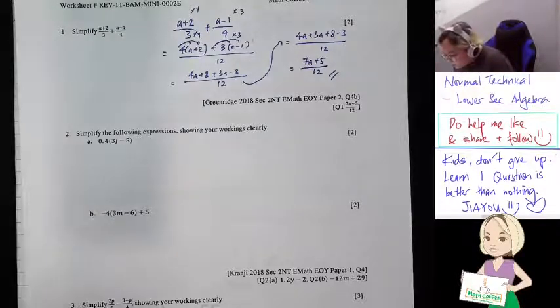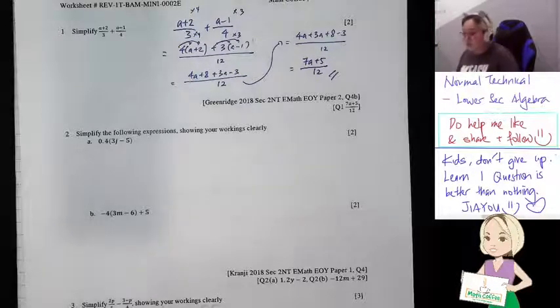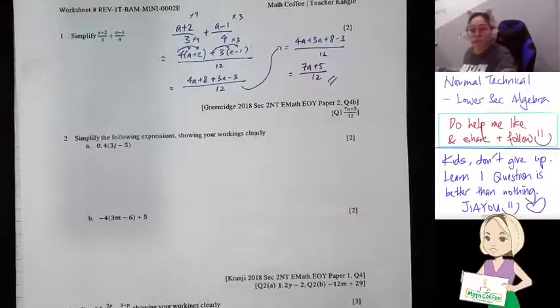Primary school normal number fraction, secondary school algebra fraction, similar concept. Yes, it's actually similar concept. It's just that students suddenly got alphabet, then they don't know what to do. The only tough part is the so-called rainbow thing you need to do lah. But actually rainbow is also not that tough.